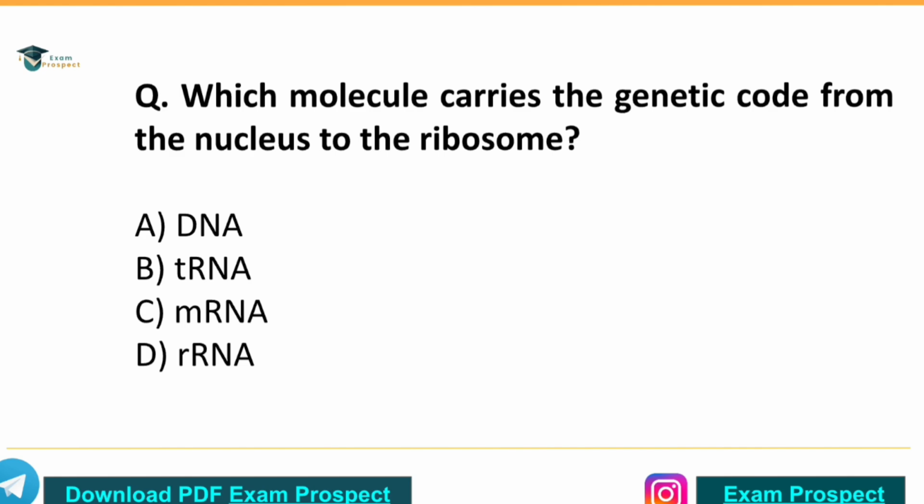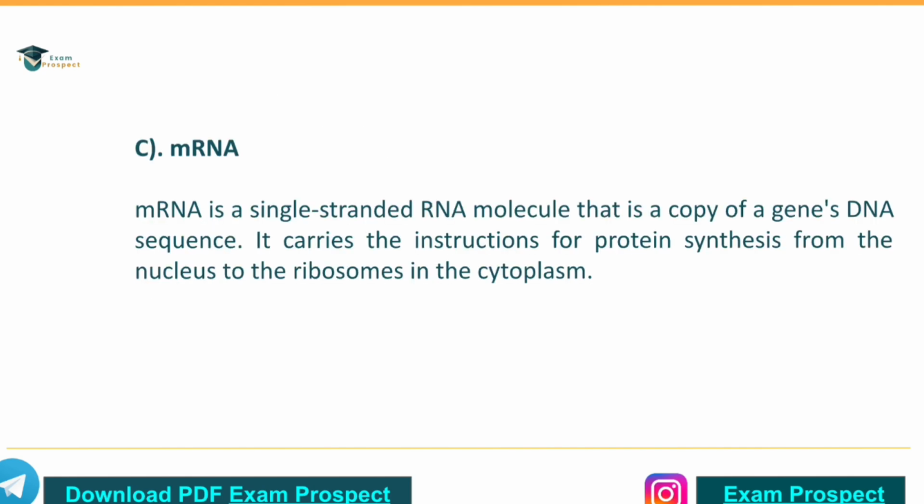Next question. Which molecule carries the genetic code from the nucleus to the ribosomes? Correct answer is option C, mRNA. Here, mRNA is a single-stranded RNA molecule that is a copy of a gene's DNA sequence. It carries the instructions for protein synthesis from the nucleus to the ribosomes in the cytoplasm.